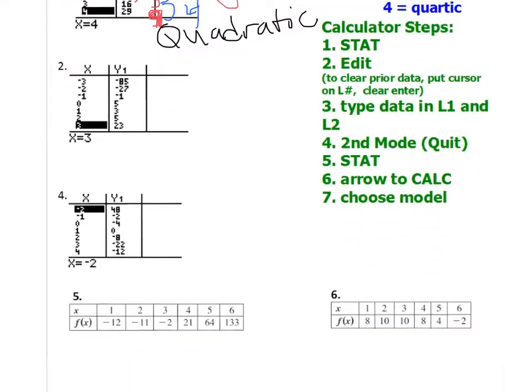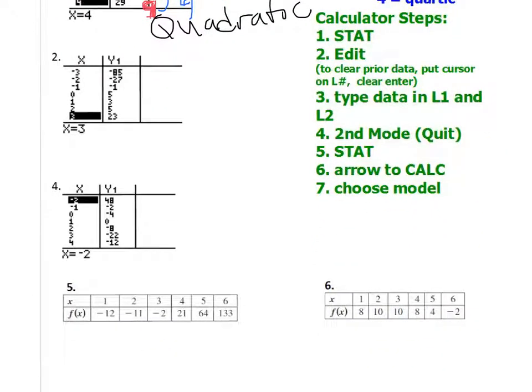Okay, let's try all that again with number 2. We're going to subtract our y values. So negative 27 minus negative 85. Negative 1 minus negative 27. 5 minus negative 1. 3 minus 5. 5 minus 3. And 23 minus 5. So those are not constant. We have to subtract again.